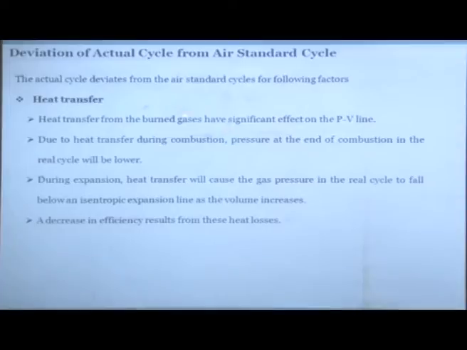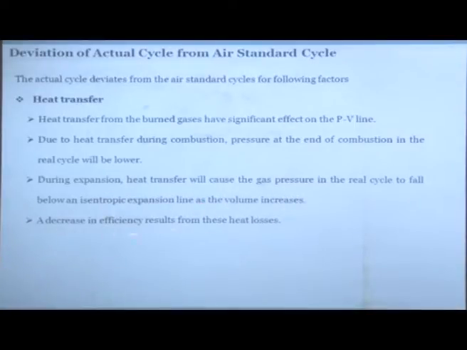Heat transfer from the burnt gases, where the temperature can be as high as 2000 degrees Kelvin, has a significant effect on PV. Heat transfer takes place, heat loss happens, and then pressure also falls. Due to heat transfer during combustion, pressure at the end of combustion in the real cycle will be relatively lower than what is theoretically predicted. Then during the expansion stroke, heat transfer will cause the gas pressure in the real cycle to fall below the isentropic expansion line as the volume increases.